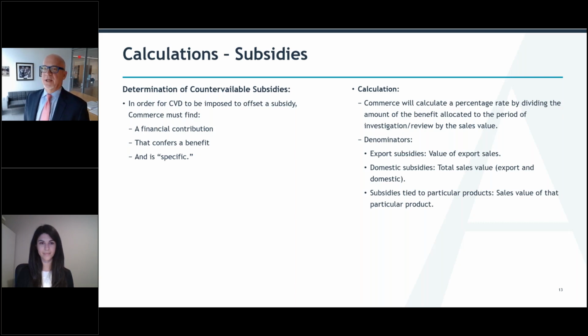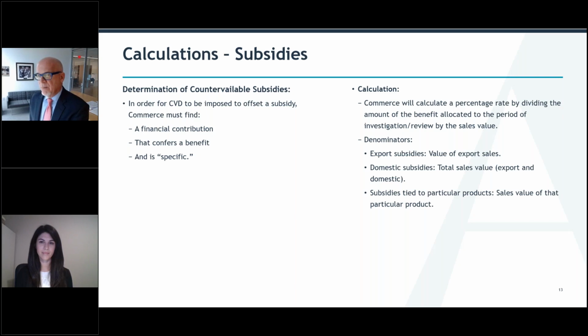Normally, this calculation is not as complicated as the dumping calculation. They're looking at the extent of the subsidization, and they're dividing by a sales value. If it's a domestic subsidy, they take the total amount of the subsidy and divide by the total sales value. Generally, subsidy margins in the United States at the Commerce Department tend to be much lower than dumping margins, but not always. So it's an area that makes sense to watch.